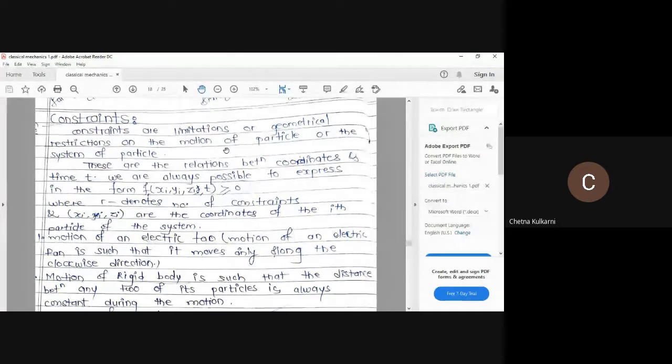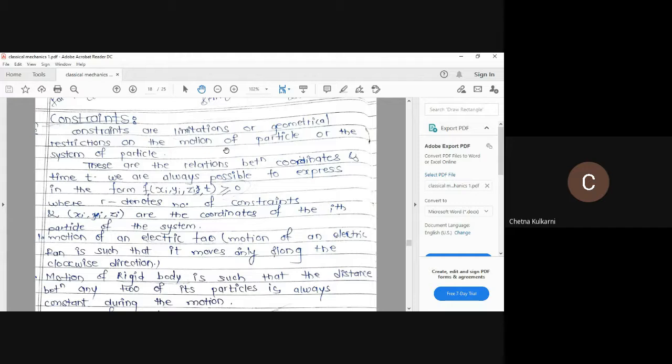So this type of relation between the coordinates and time t is always possible to express in the form f of xi, yi, zi, t, which is greater than or equal to 0. Okay. So here r denotes the number of constraints. Where is r? Actually, we have some equation. Just like suppose a particle is moving on the surface of a sphere. Okay, some particle is moving on the surface of a sphere, right?